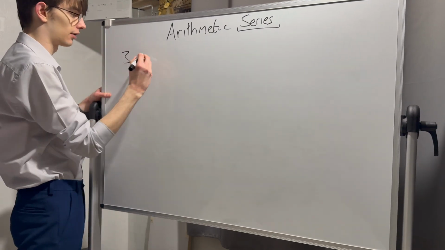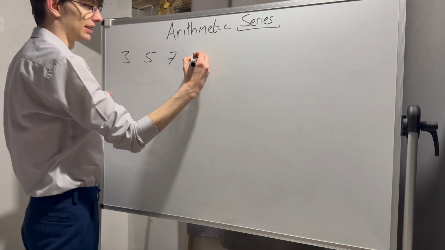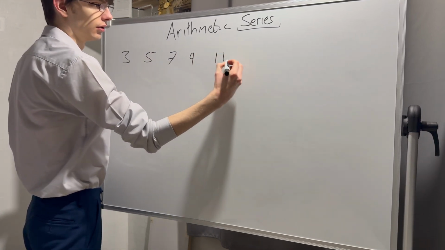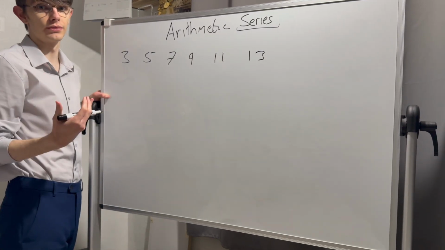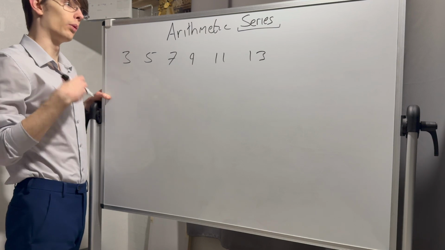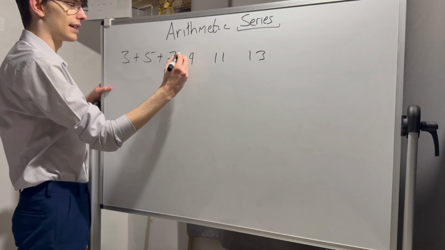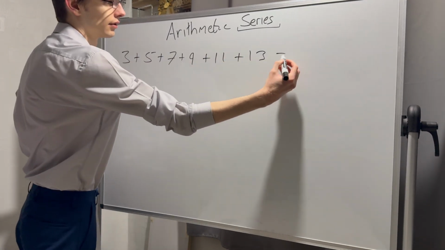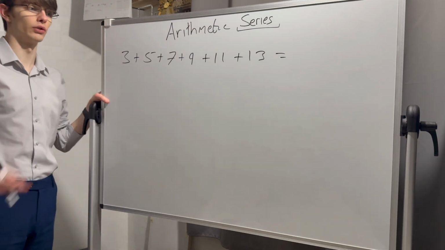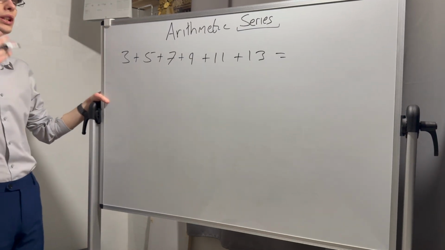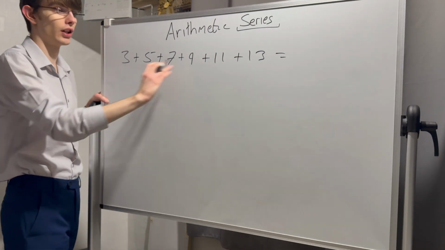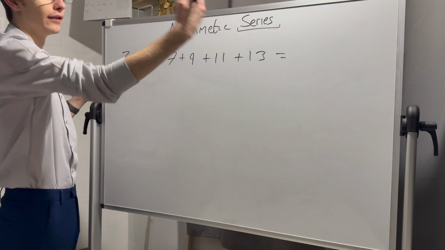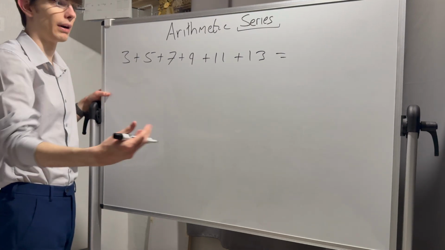So if we take our basic sequence of 3, 5, 7, 9, 11, 13, this is an arithmetic sequence. It's just a list. We make it a series by adding all of these together and getting a final result. Now, we can choose how many of these we want to add together. We could add just the first 3, the first 5, or we could add an infinite amount of them. For that, we'll come back in another video.